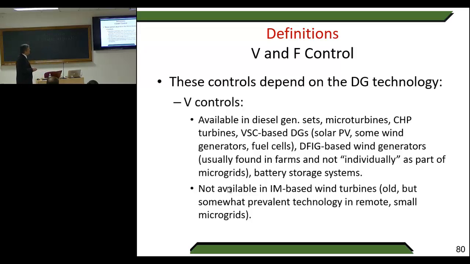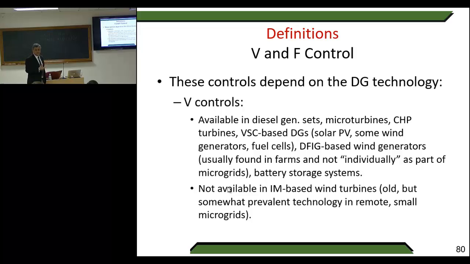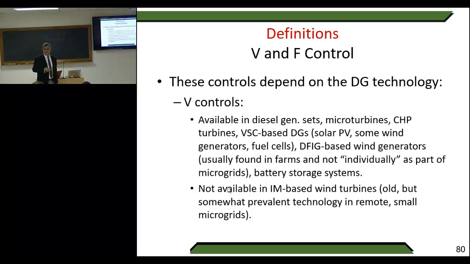Voltage controls are available in diesel gensets, microturbines, CHP turbines, voltage source converters like solar, wind, fuel cells, or doubly-fed induction generators based on wind generators, usually found in farms, and also in battery storage systems. So you have this capability. And where they are not available is in induction machine-based solutions, which are very old, but in microgrids you find this as a solution. This was the case in our wind turbine in Guatacondo too. So today, because of cost, it could be a challenge to incorporate that in small solutions, not in bigger ones.